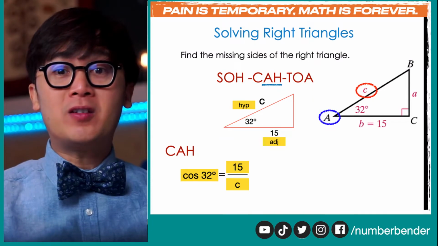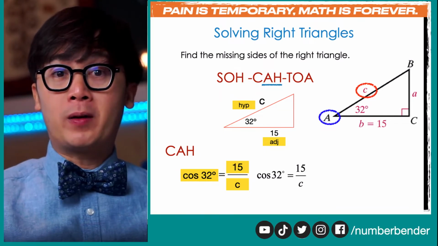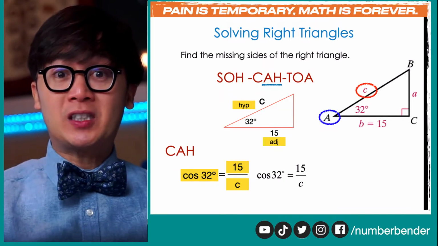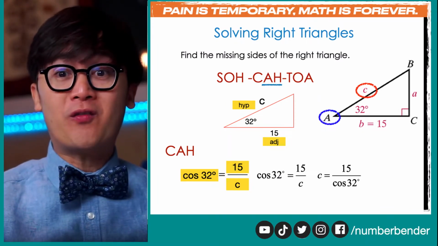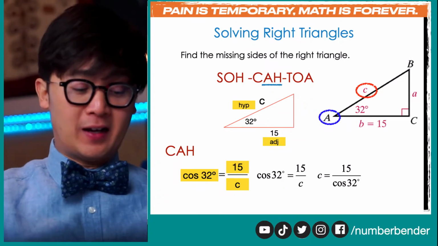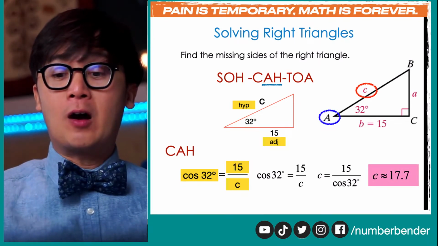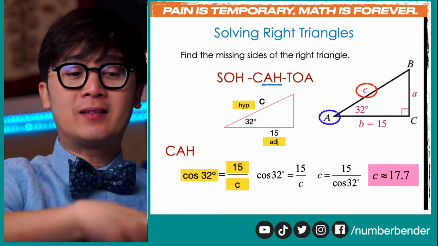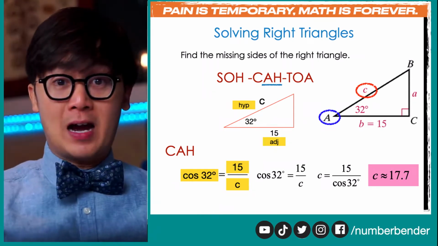And now we have cosine 32 degrees is equal to 15 over c, and using cross product, we'll be able to switch the places of cosine 32 and c so that c is by itself, or x, or whatever variable you want to use for this problem, and use the calculator to find the value of your hypotenuse, which is 17.7 based on our formula and our technology. So 17.68 rounded to the nearest tenths. That's why we had 17.7 for the side length of our hypotenuse.